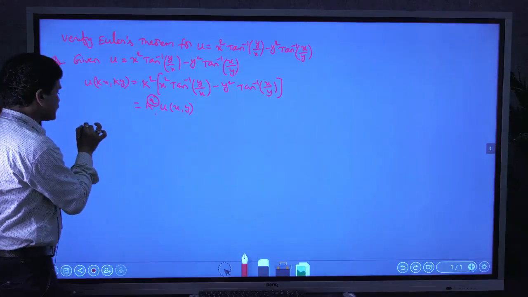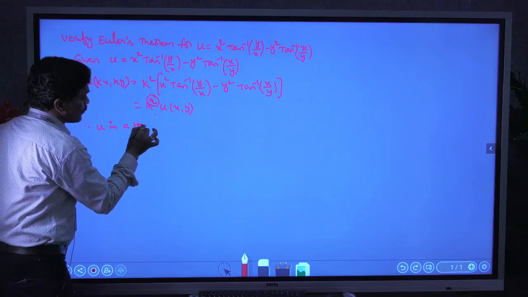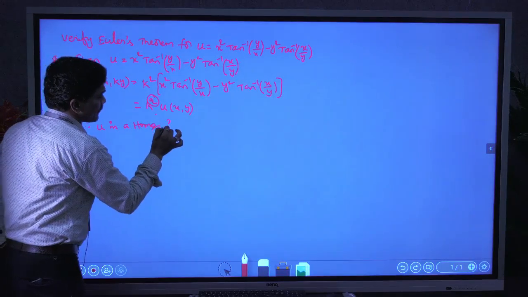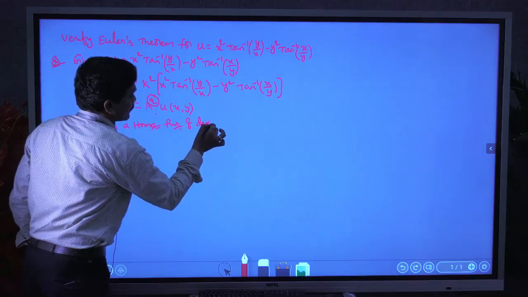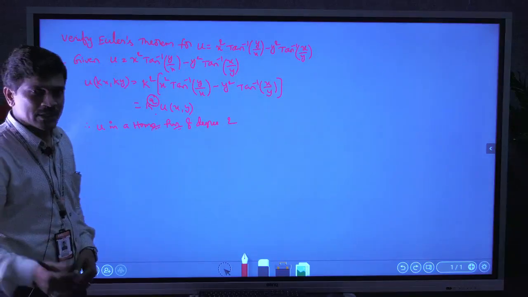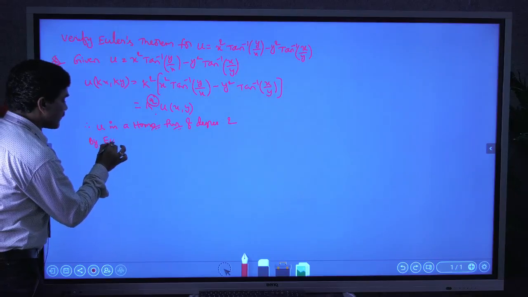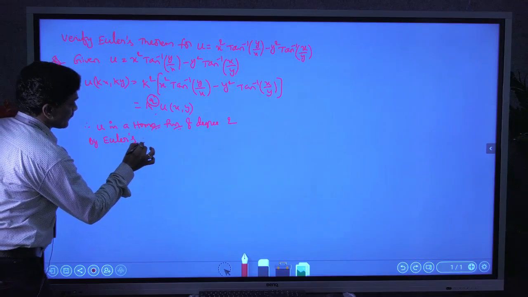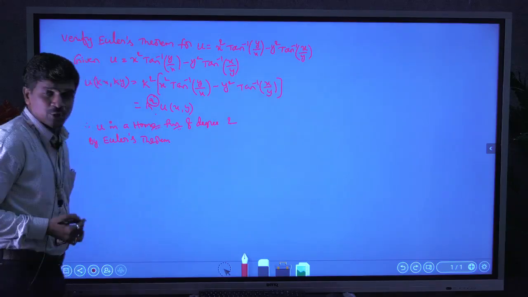So clearly u is a homogeneous function of degree 2. Now by Euler's theorem. What is Euler's theorem for the function u?